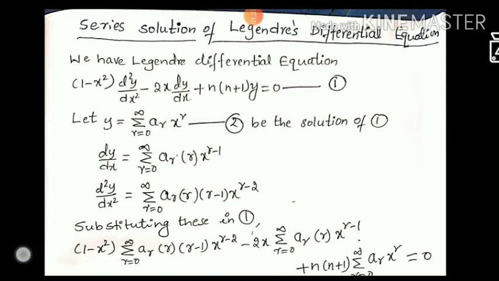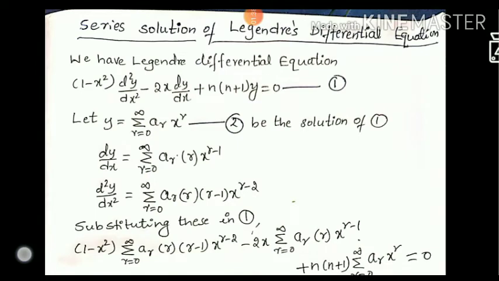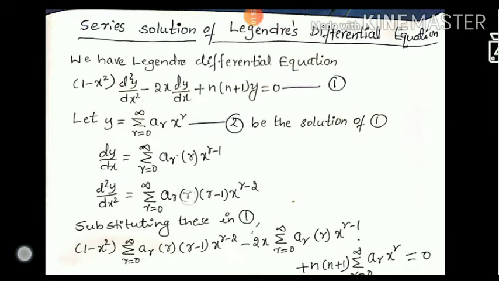Now since in the given differential equation we have dy by dx as well as d square y by dx square terms, let us find what those are. dy by dx equal to sigma r from 0 to infinity ar into, in y expression we have x power r, so we differentiate that, and we get r into x power r minus 1. Similarly, d square y by dx square we get as sigma r from 0 to infinity ar into r minus 1 into x power r minus 2. Now we have y, dy by dx and d square y by dx square with us. Let us substitute these in equation number 1.